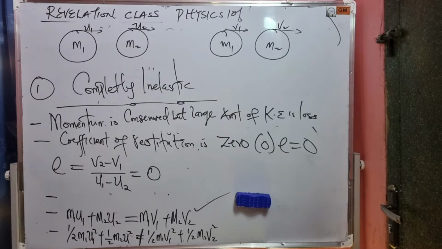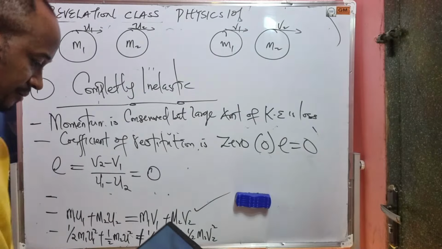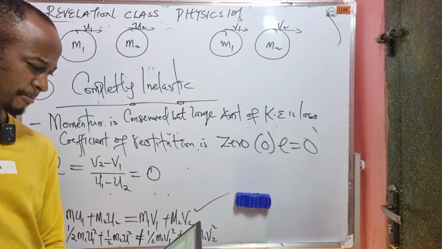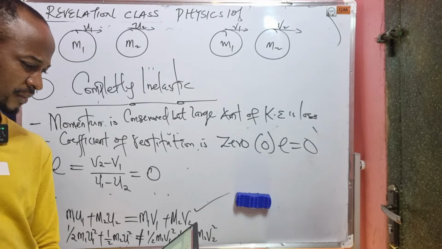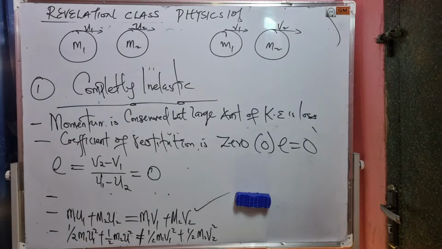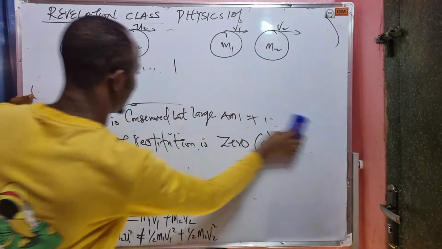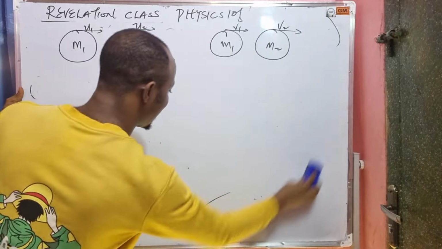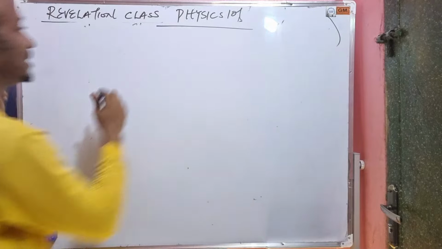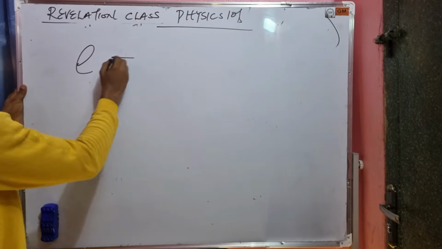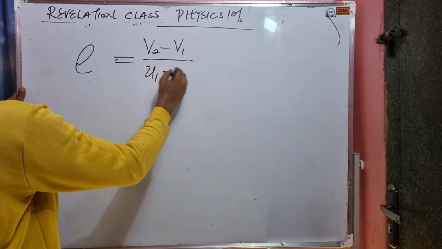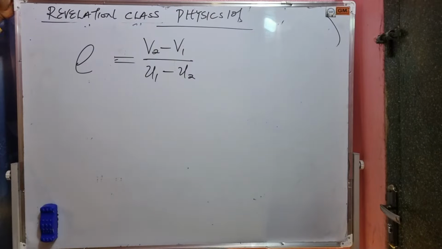The next question says: write down the equation of the coefficient of restitution, indicating the meaning of each term. Now we have learned what the coefficient of restitution is. So write down the equation for the value of E and indicate the meaning of each term there. Recall that E is given as (V2 minus V1) over (U1 minus U2).